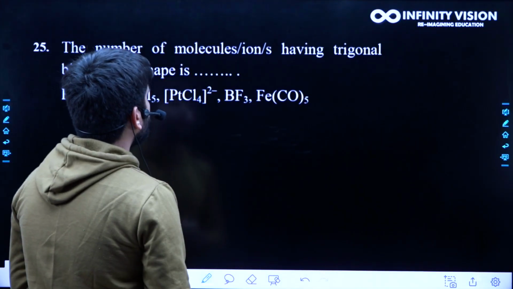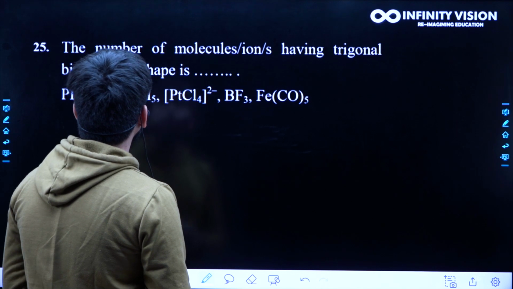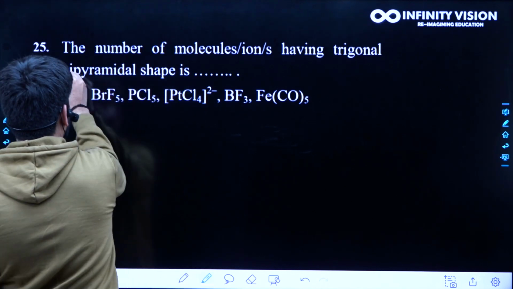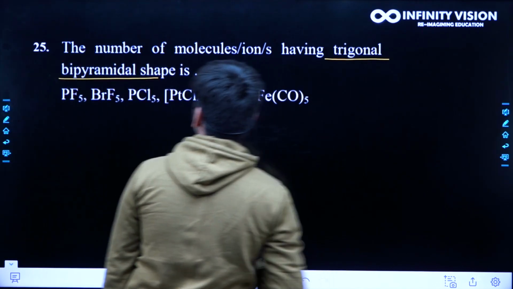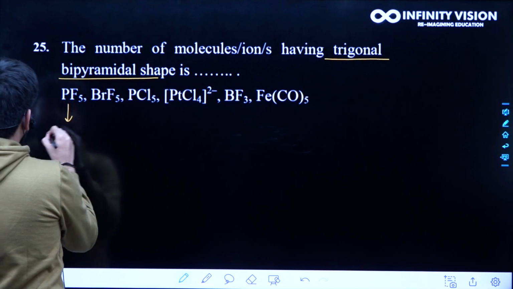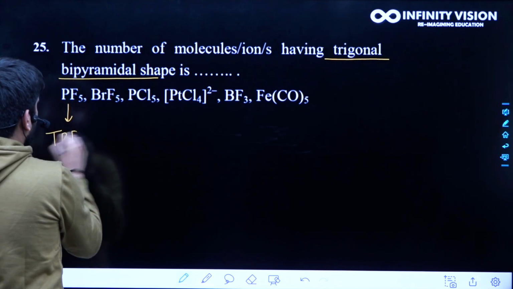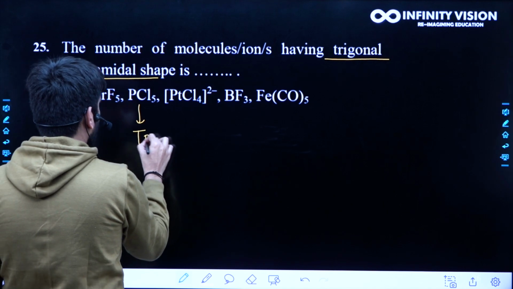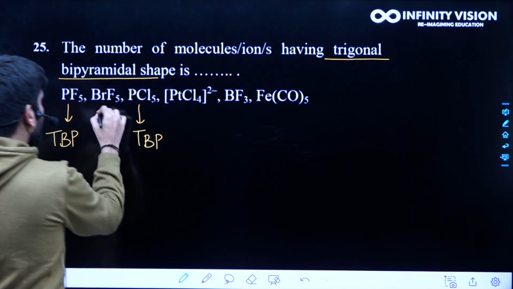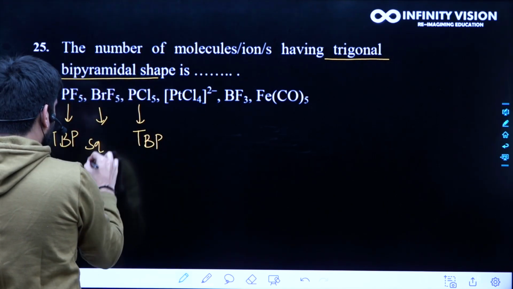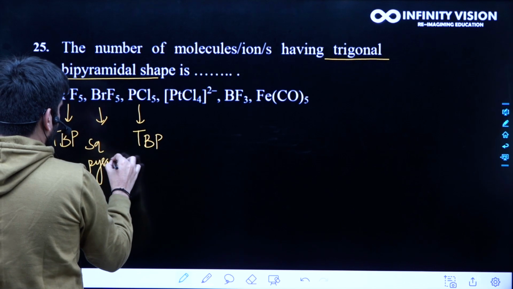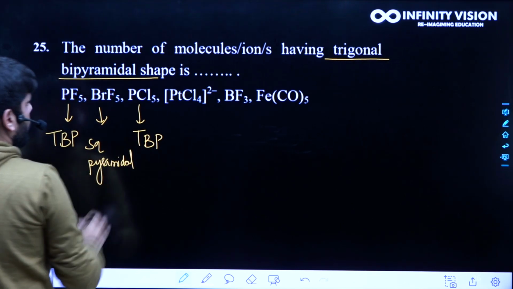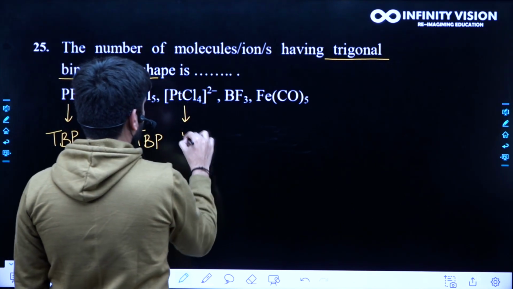The number of molecules and ions having trigonal bipyramidal shape, that is TBP. Let us see. PF5, yes, it is TBP. PCl5, yes, trigonal bipyramidal. BrF5 is square pyramidal.